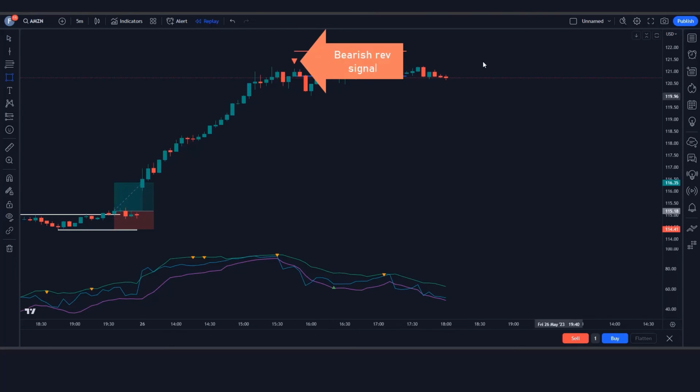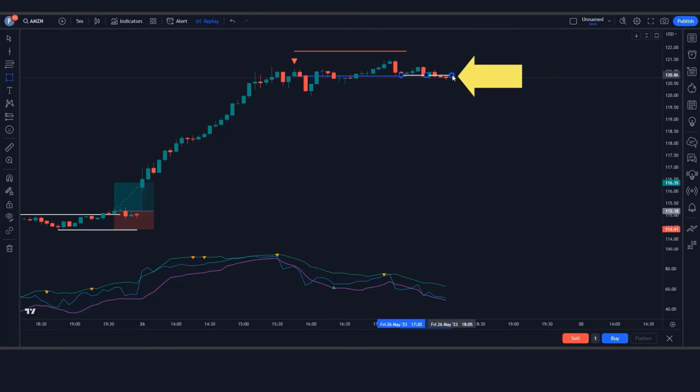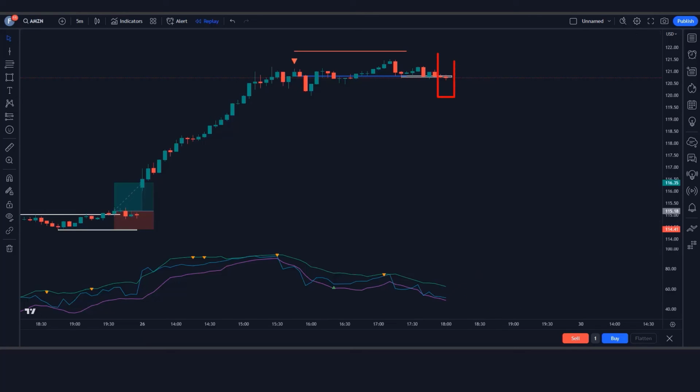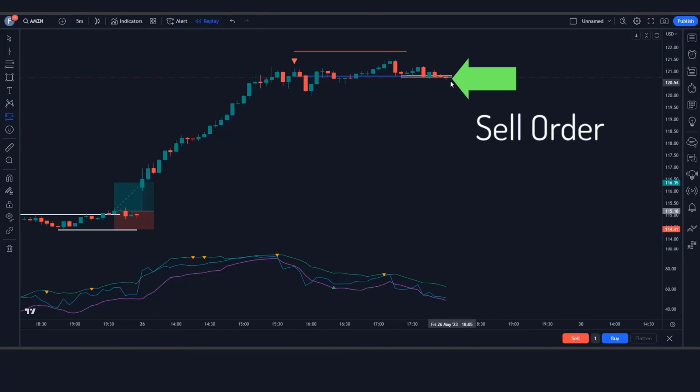Here the reversal indicator gives us a bearish reversal signal. Here the reversal indicator is marked below the green line. Here the volatility bands indicator shows a bearish circle. Here the market has made a bearish candle to give confirmation. So all our conditions are being fulfilled, so we are placing an order to sell.